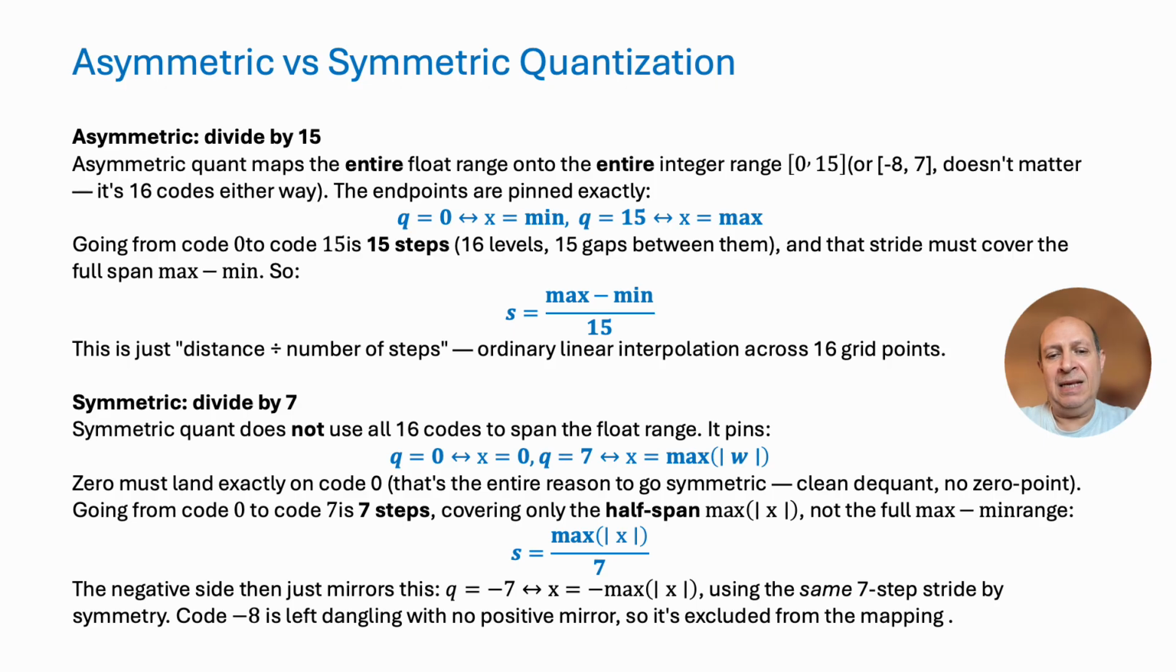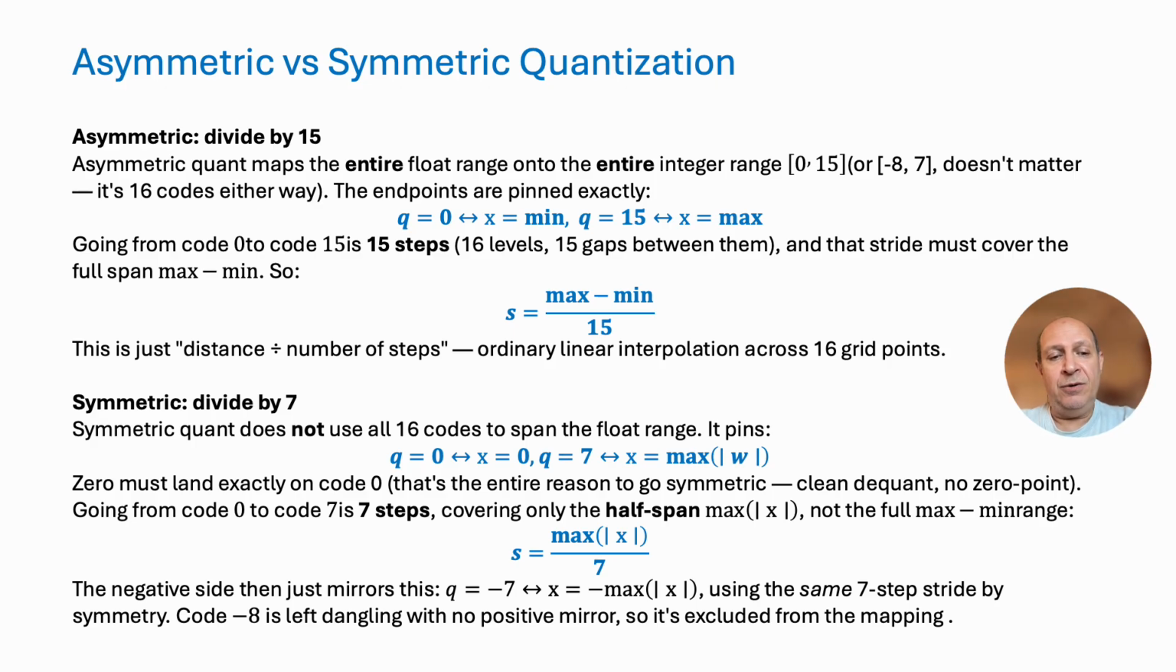The endpoints are pinned exactly. So the minimum range aligns with quantization level 0 if we are using 0 to 15, while the maximum value lands at quantization level 15, again, when we're using the interval 0 to 15. So going from code 0 all the way to code 15 is 15 steps. Okay? There are 16 levels, as we explained earlier, and 15 gaps or 15 steps between them. And it takes 15 steps to go from quantization level 0 all the way to quantization level 15.